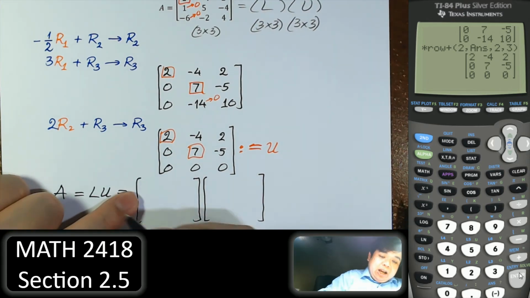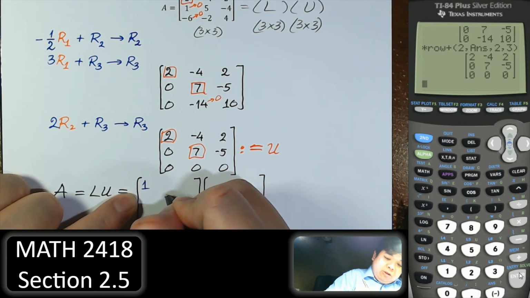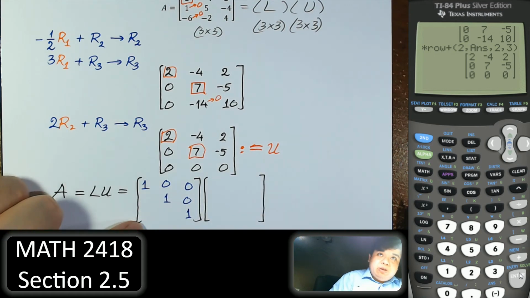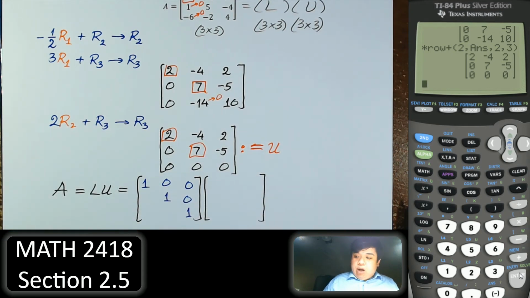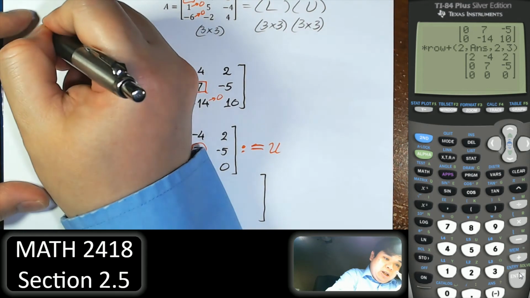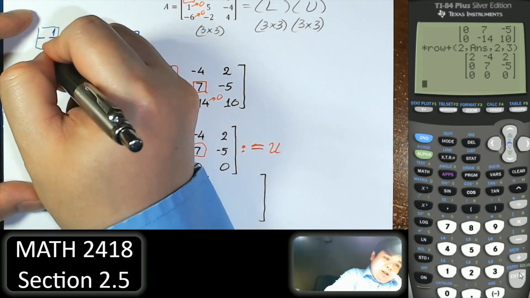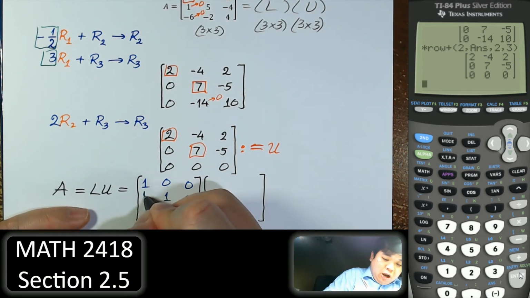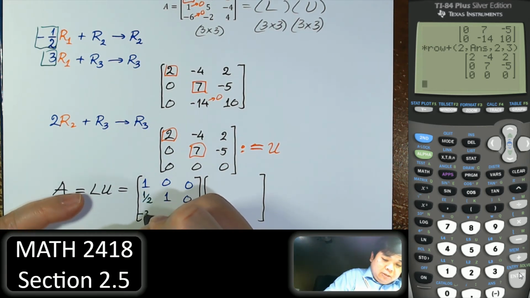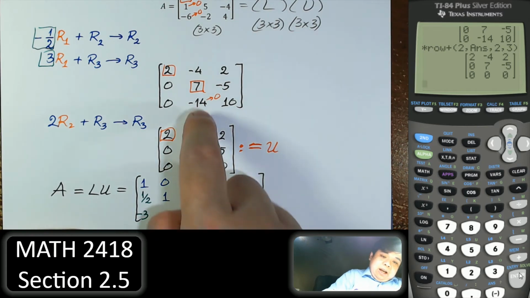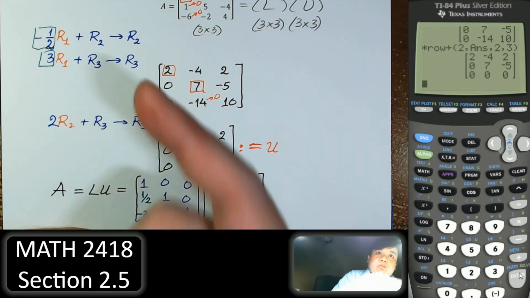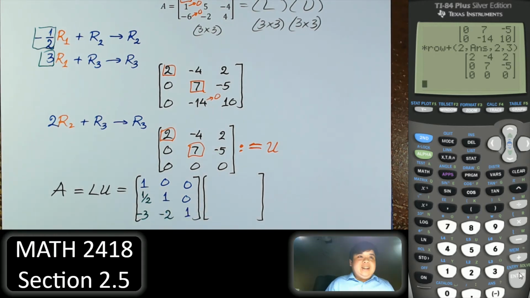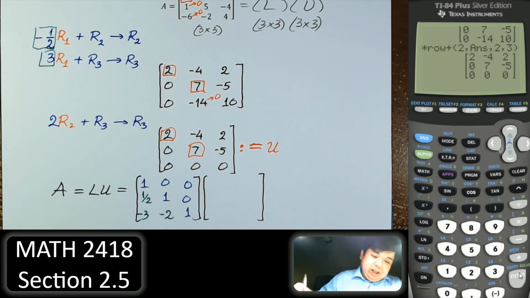Right. And L is lower triangular matrix, so we have diagonal. Above diagonal is 0. Now below that, we're going to use the opposite to the numbers that we use here. For the first pivot, use opposite to that. And then for the second pivot, we only have 2. Use opposite to that. Right, and that is L, and we have U here.